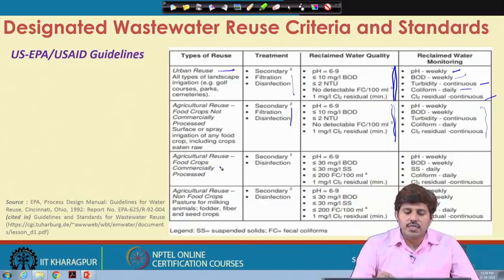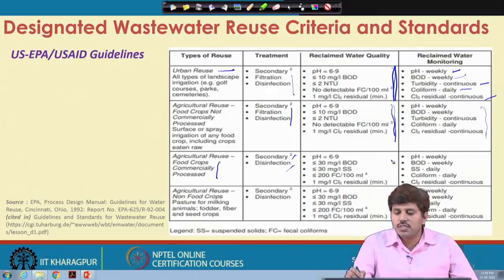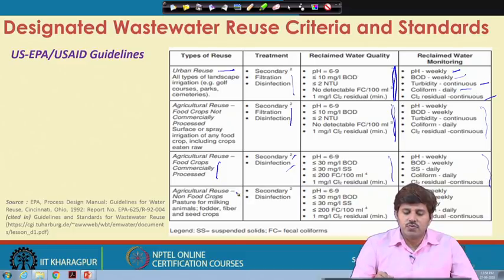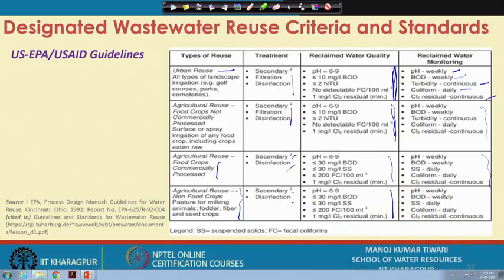Then, if it is for agricultural use for food crops which are commercially processed, again we need secondary treatment and disinfection. This is the minimum requirement, okay, and these are the monitoring requirements. And if it is being used for non-food crops in agriculture, again we will need secondary treatment and disinfection with these water quality criteria, and these are the monitoring requirements. So that way we have these different criteria and requirements for monitoring, okay.